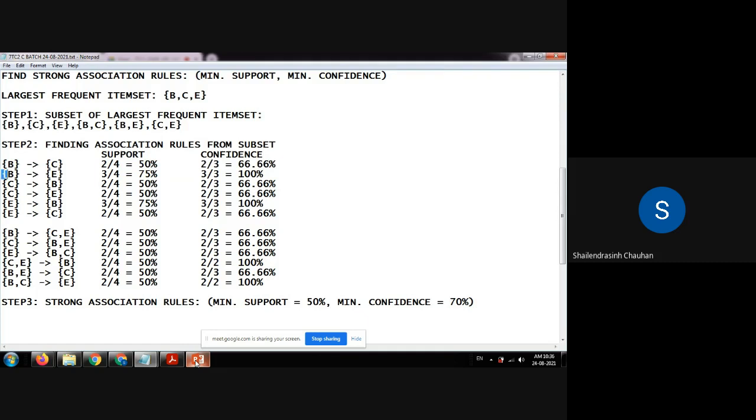Now, second rule, is it fulfilling the minimum support criteria? Greater than or equal to 50%. Is it fulfilling the minimum confidence criteria? Yes, it is having 100% confidence. Minimum confidence is 70%. So it is fulfilling. So we can consider this as a strong rule.